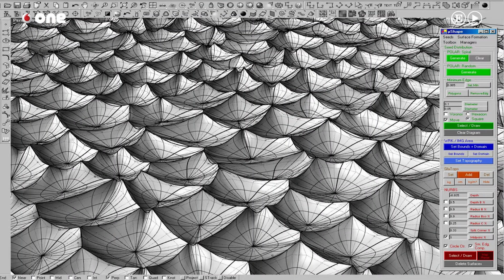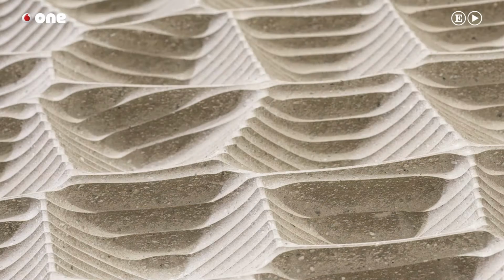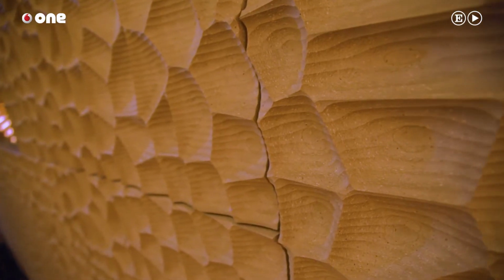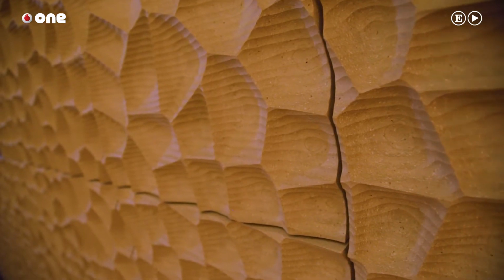We had to design a very complex algorithm which not only allowed us to generate close to 1 million of these acoustic cells, but also to plan and generate 10,000 unique panels. So every panel in the concert hall, and this is what actually makes us very unique and technologically advanced, is that every panel is a unique piece.